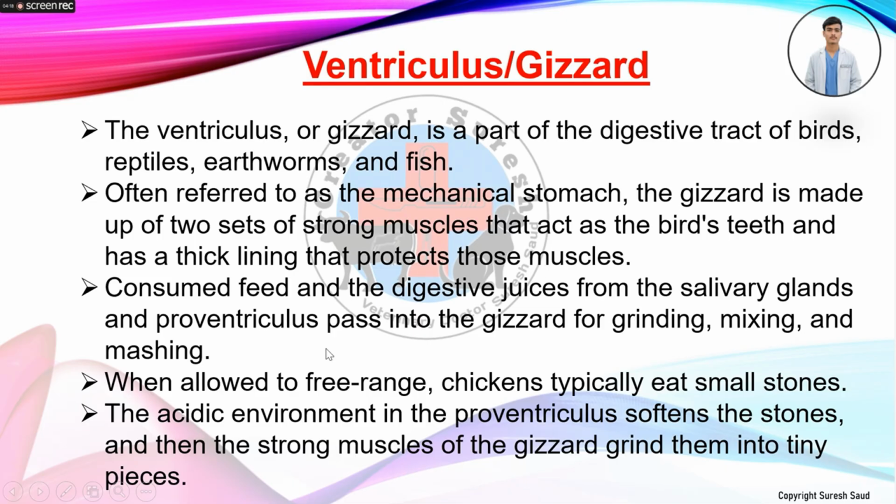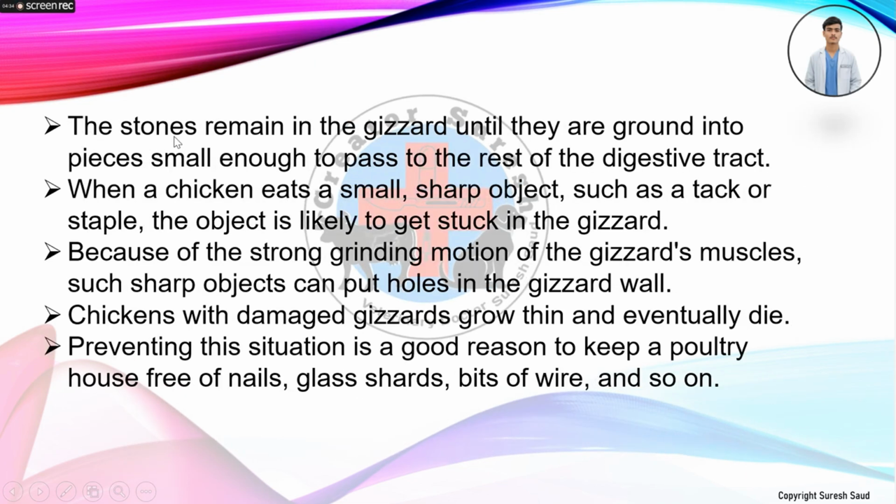When allowed to free range, chickens typically eat small stones. The acidic environment in the proventriculus softens the stones, and then the strong muscles of the gizzard grind them into tiny pieces. The stones remain in the gizzard until they are ground into pieces small enough to pass to the rest of the digestive tract.